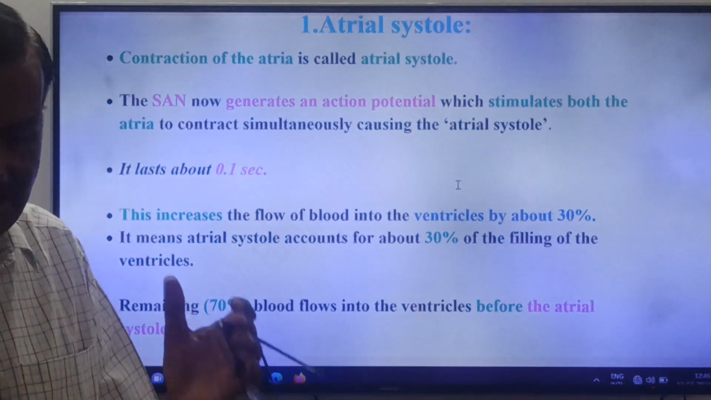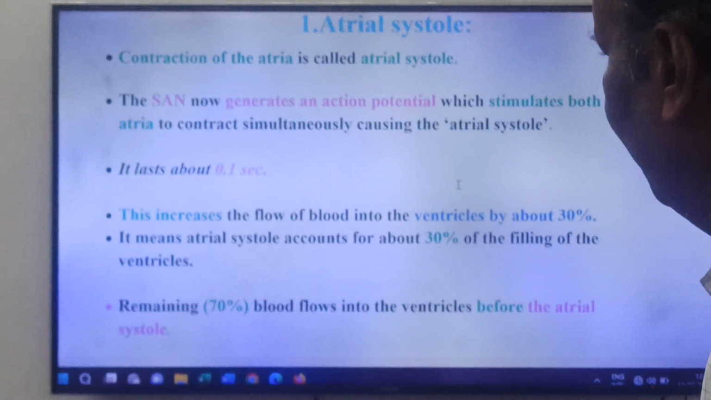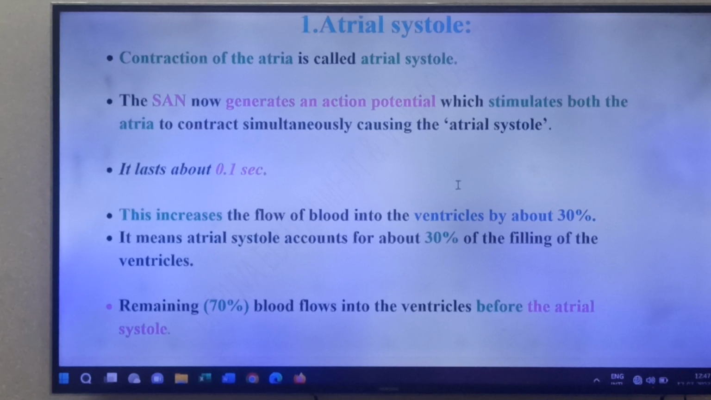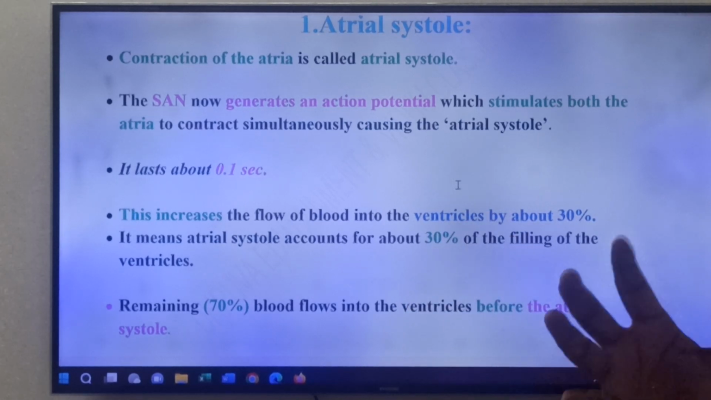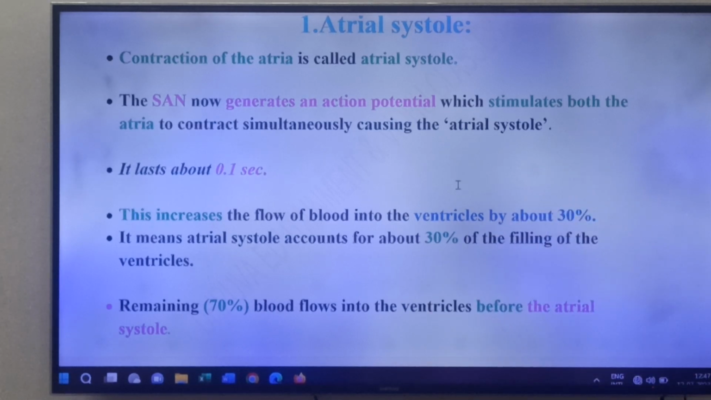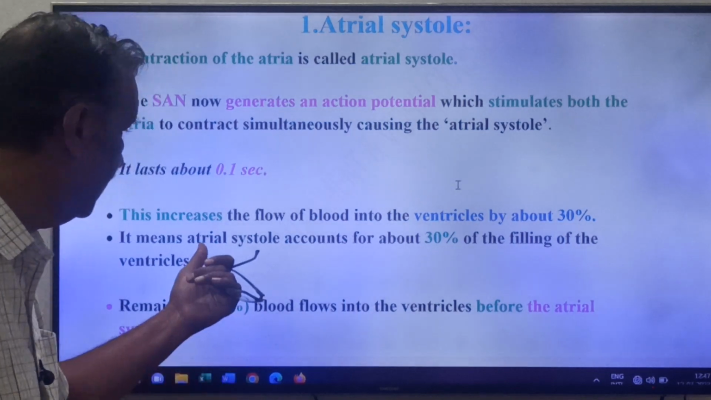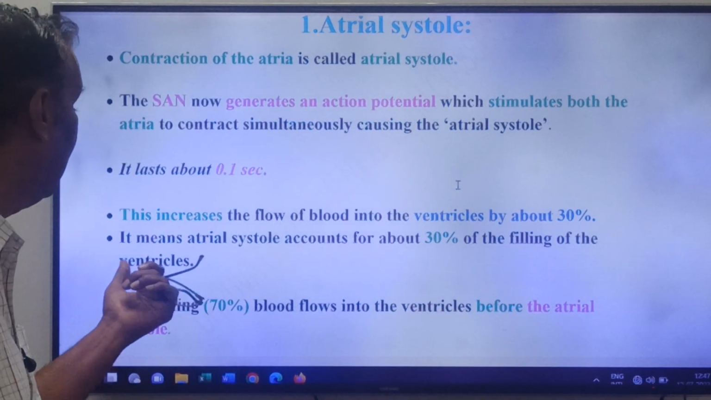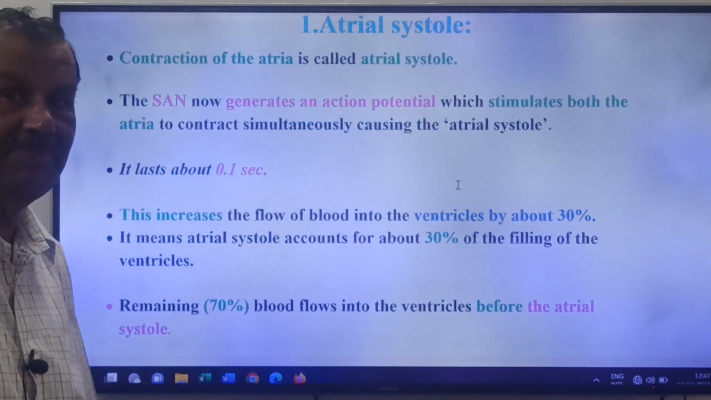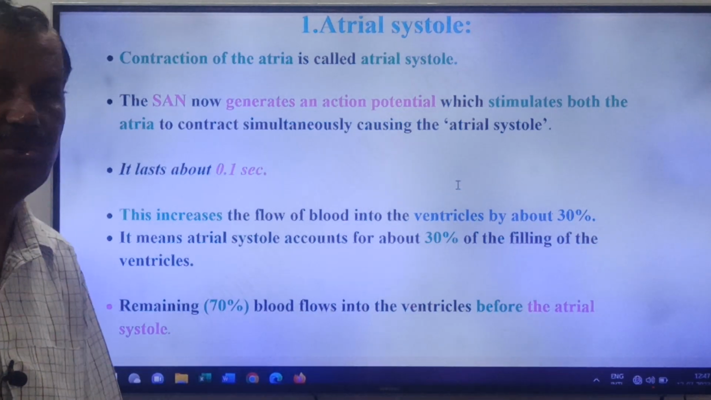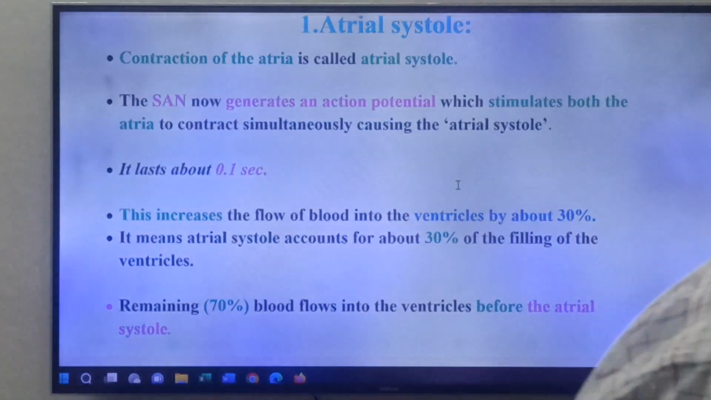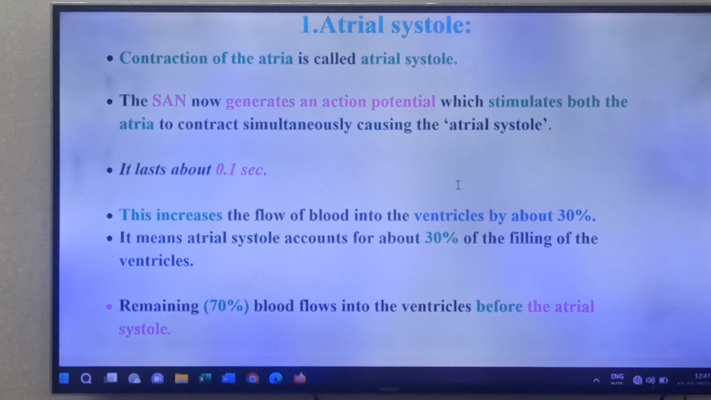One more important point, friends. When atria contract, the flow of blood leads to the ventricles. But only 30% of the blood enters into the ventricles. This is a very, very important NEET question and MCET question, friends. When atrial systole takes place, only 30% of the blood from the atria enters into the ventricles. It means atrial systole accounts for about 30% of the filling of the ventricles only. The remaining 70% of the blood flows into the ventricles before the atrial systole. You have to remember it.